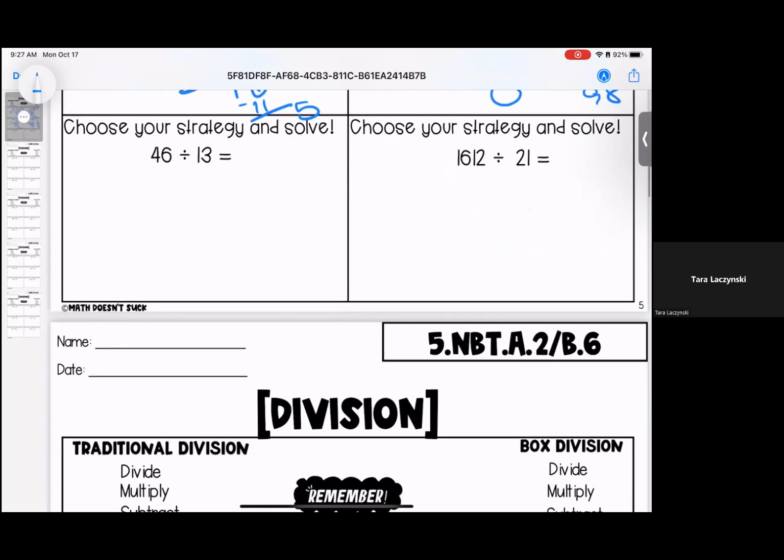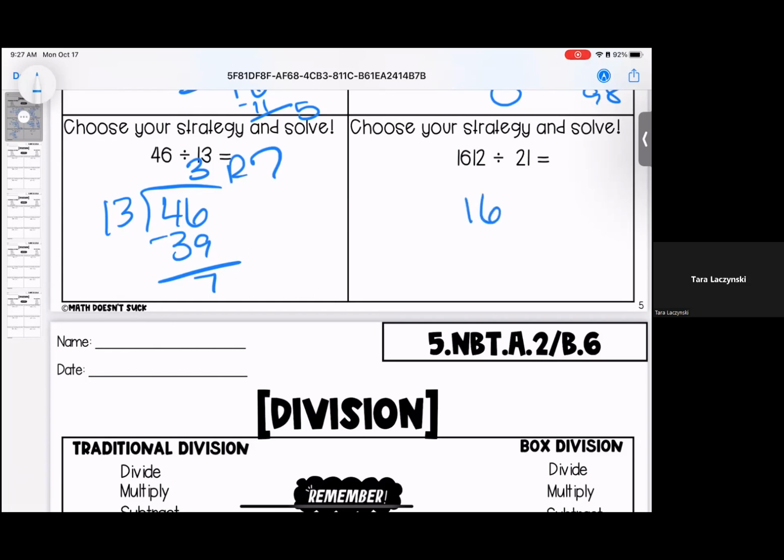Up to here, 46 divided by 13. Again, I probably don't know my 13 times tables. I can do 13, 26, 39. I might be able to get a little bit further. If I went one more, it would be 52. So the answer is going to be 3. 3 times 13 gave me 39. When I subtract, that leaves me with 7. 3, remainder of 7 is the answer for this one.